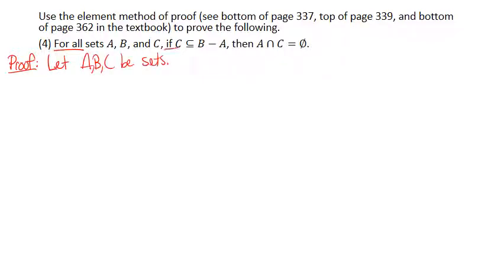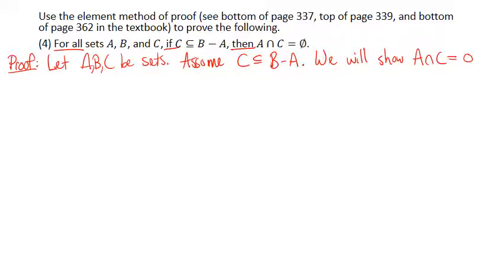Okay, and now we have an if-then statement, so we're going to assume the if part and show the then part. So assume C is a subset of B minus A. Then we will show the then part, A intersect C equals the empty set. So how do we show that something is empty? We're going to do it by contradiction. So let me just make a note of that. By contradiction.